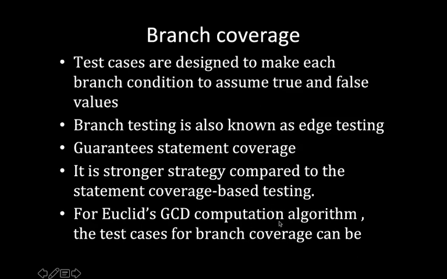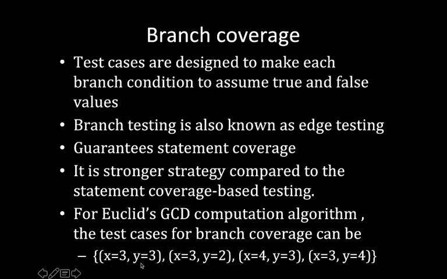For Euclid's GCD computation algorithm, a test case for branch coverage can be like this. If we give x equal to 3, y equal to 3, then x not equal to y will be false first. Then if we give x equal to 3, y equal to 2, the while condition x not equal to y becomes true. Then if we give x equal to 4, y equal to 3, again it will become true. With x equal to 3 and y equal to 4, similarly inside the if also, it will alternately become true and false. So that is known as branch coverage.